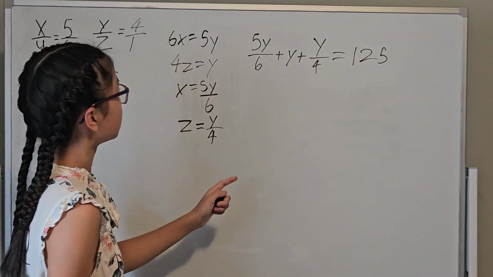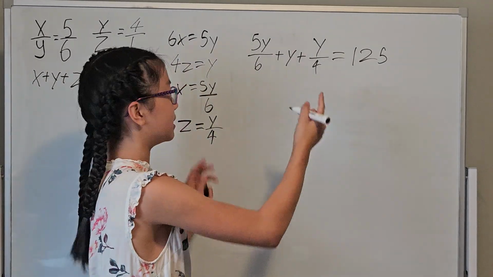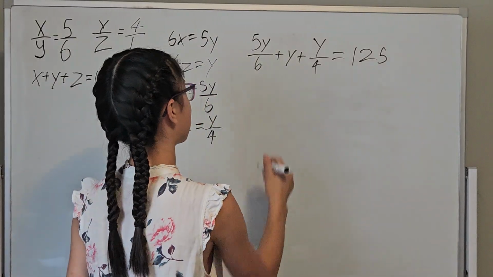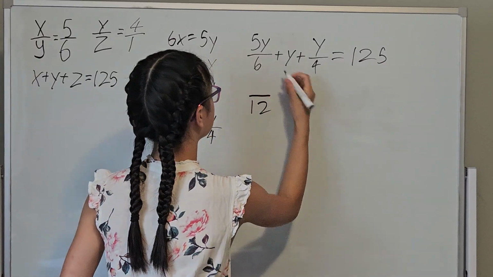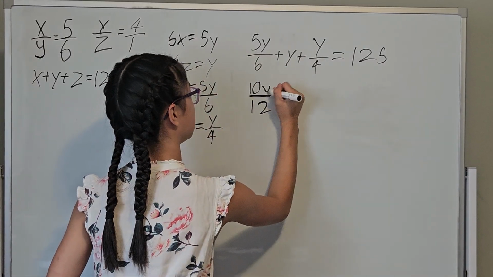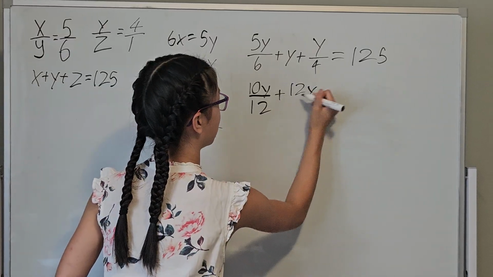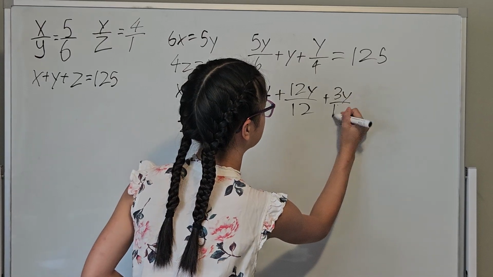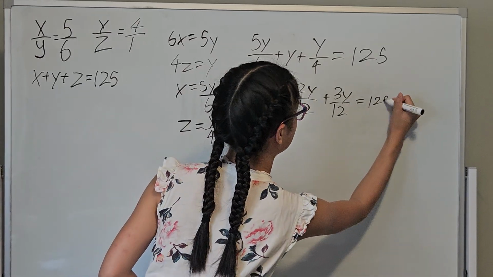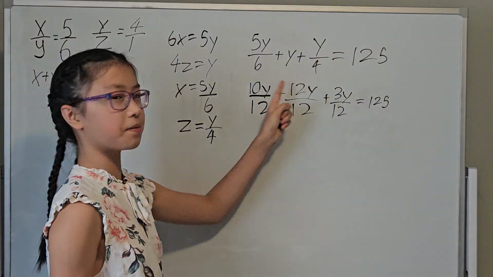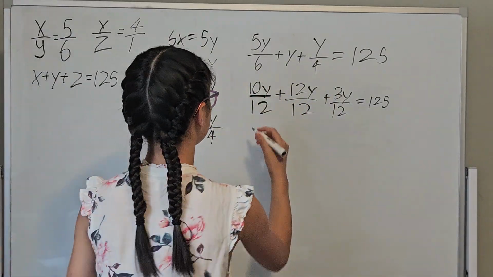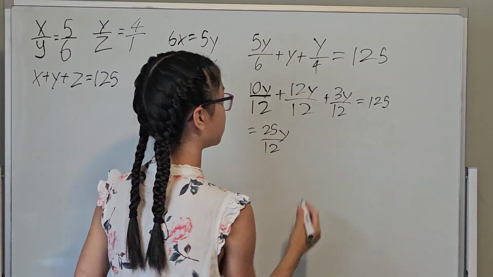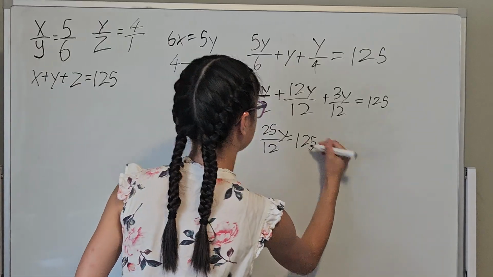So when we see this, we need to turn the denominators into the same thing. So we could change all of them into 12, let's say. So we need to times the top by 2 for this one, and then it's 12y over 12 plus 3y over 12. And that equals 125. So now we have all the same y's over here, which means we can add them up, which equals 25y over 12, which equals 125.